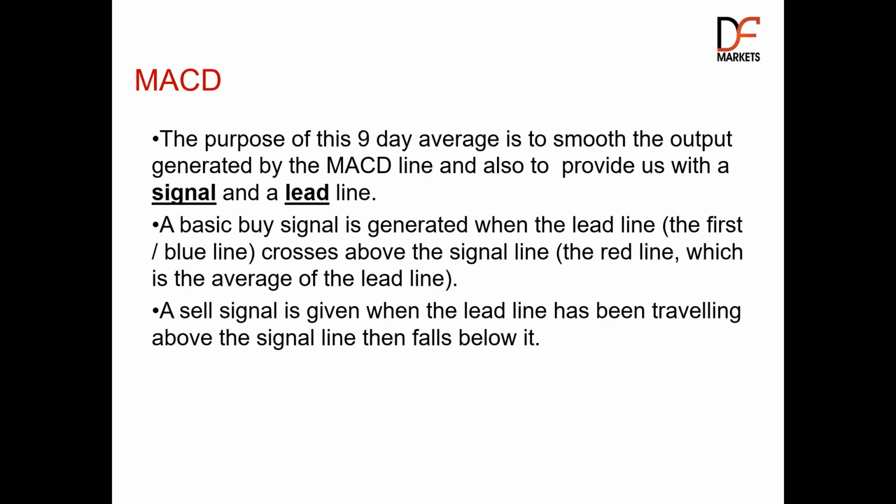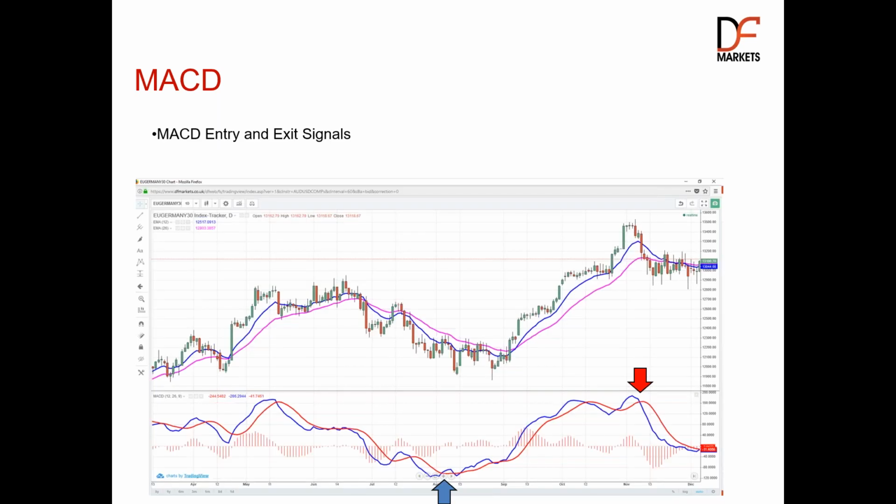And then when the market turns over, they cross back over again. The lead line drops through the signal line to give a sell signal. So that is your basic signals right there on that chart. Here we have the lines going downwards, and then we get a buy signal right here, and this is a sell signal here when the blue line drops through the red line.